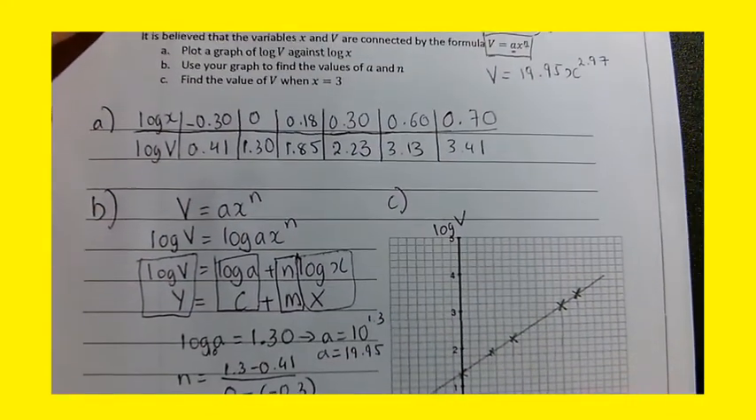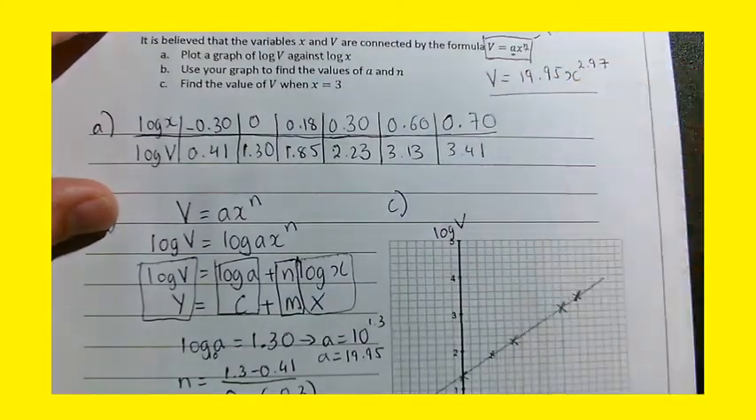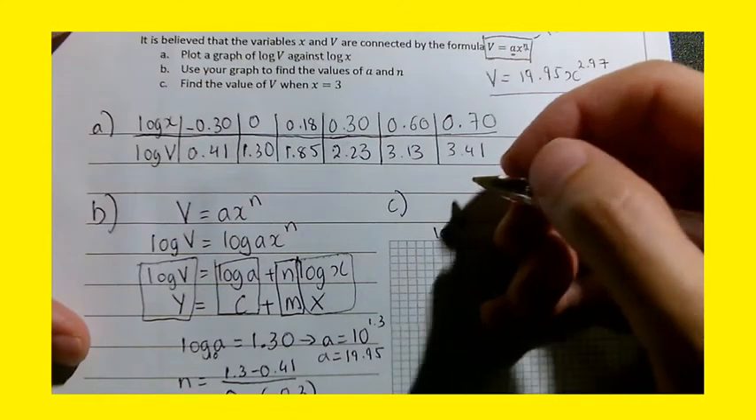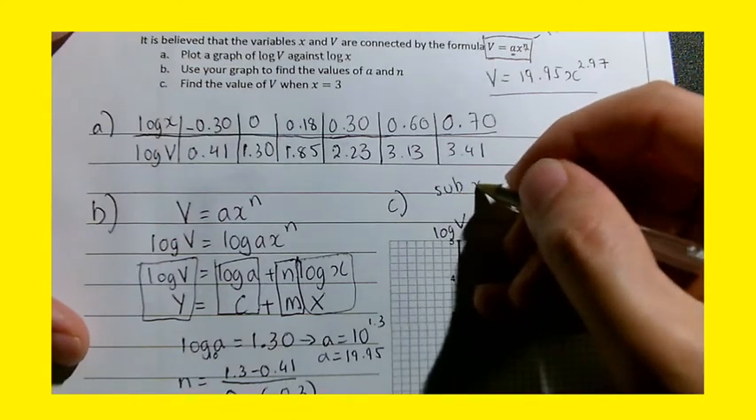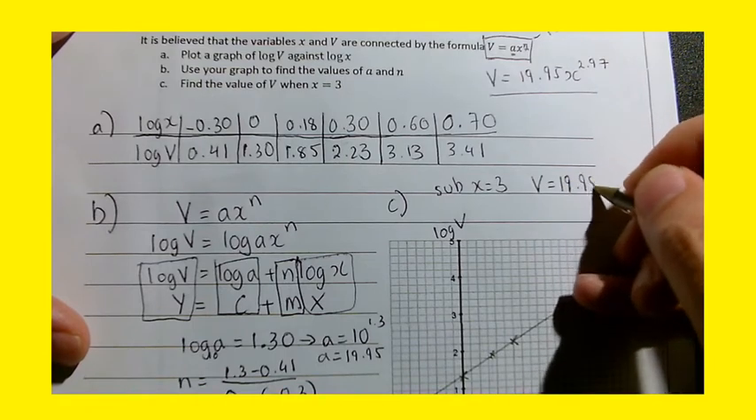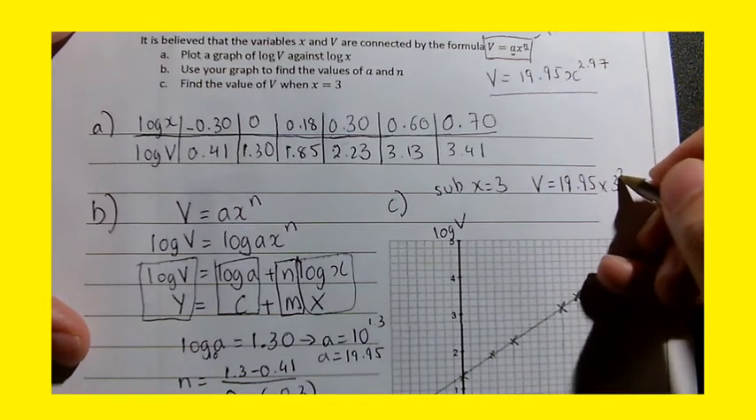Now I've got my equation, v equals 19.95x to the power of 2.97. Find the value of v when x equals 3. So I'm going to solve x equals 3, and therefore v equals 19.95 times by 3 to the power of 2.97.